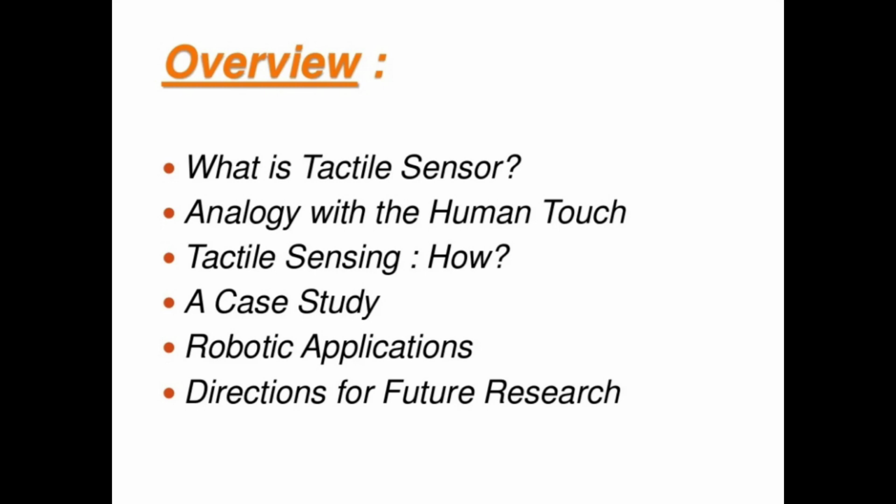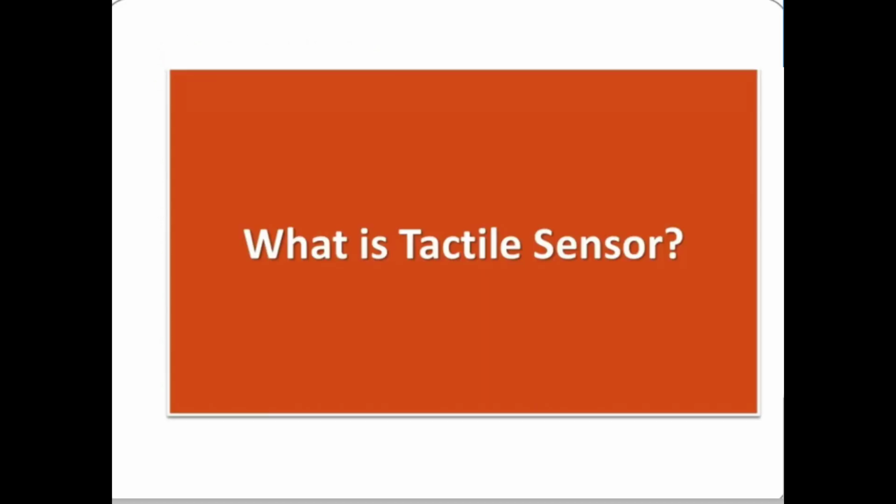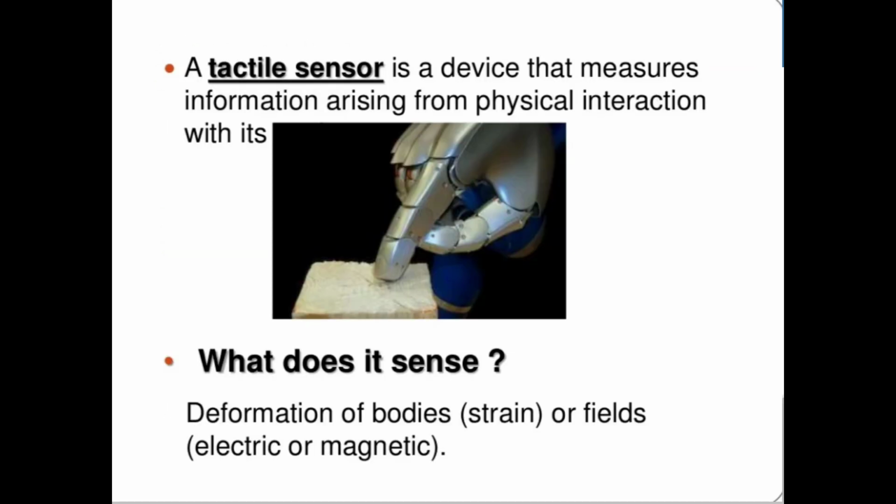First of all, an overview of this section. First thing, what is the tactile sensor or the touch sensor? An analogy with human touch, how a tactile sensor works, a case study, robotics applications and directions for future research. What is a touch sensor? A touch or tactile sensor is a device that measures the information arising from the physical interaction with its environment.